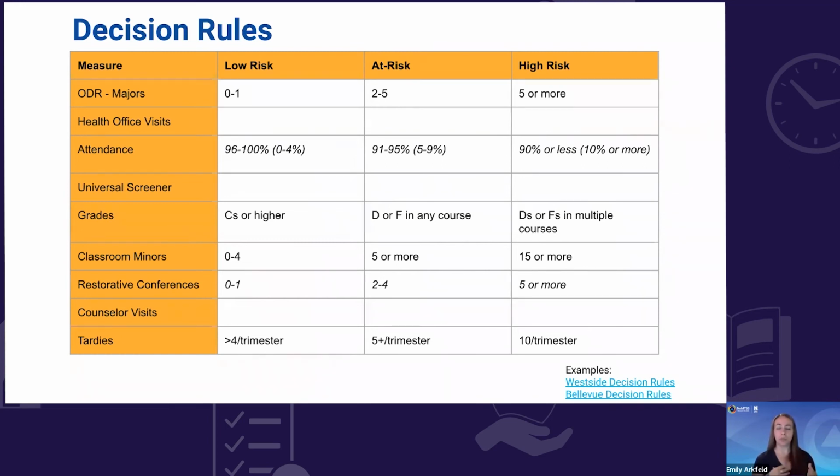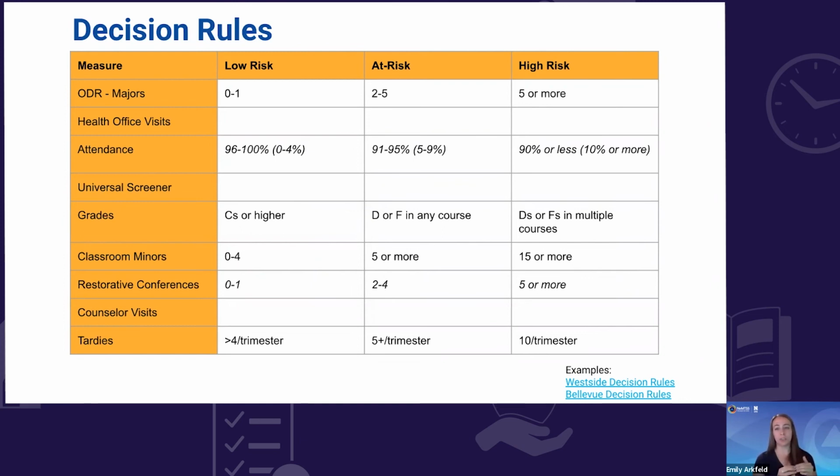A helpful way to think about your decision rules is by asking yourselves a question. We think our core is working if most students are meeting X, Y, or Z. And that would be that they are in that low risk section. I'll also caution you that decision rules don't always catch all of our students with needs, and that they should always be used in addition with educator, student, peer, and parent nominations, and also any crisis situations. Any of these things could be an entry point into the problem-solving process.